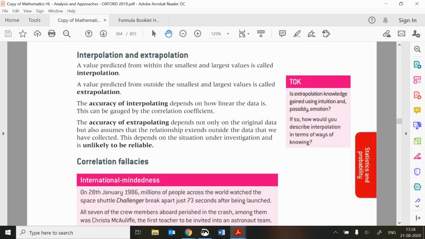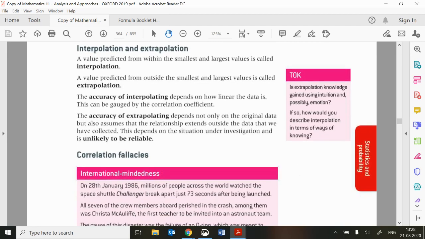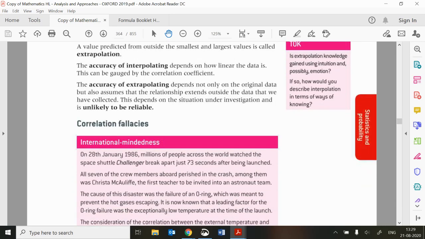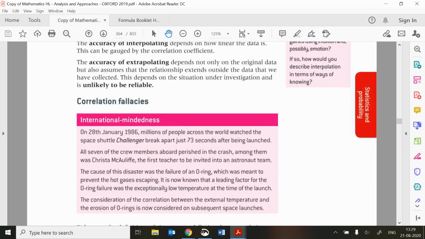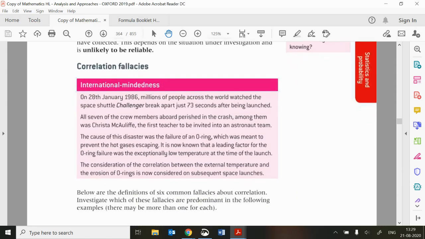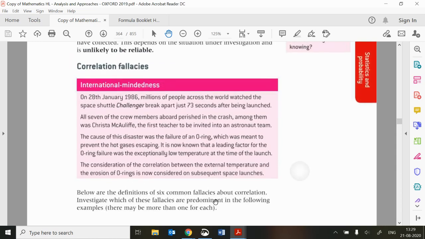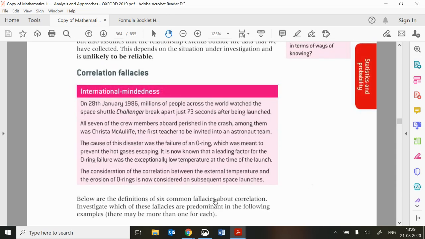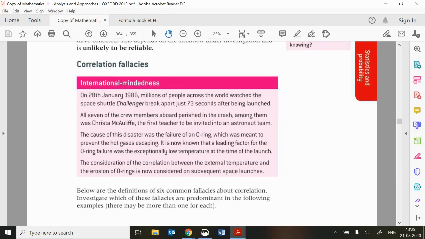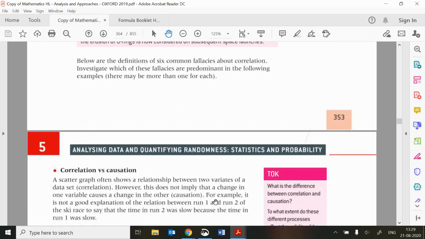The accuracy of interpolating depends on how linear the data is, so it depends on the correlation coefficient. The accuracy of extrapolating depends not only on the original data, but also assumes that the relation extends outside. There's also another little international mindedness bit here about the Space Shuttle Challenger, which was pretty big news at the time when it blew up 73 seconds after being launched. But I'm not going to go into that now.